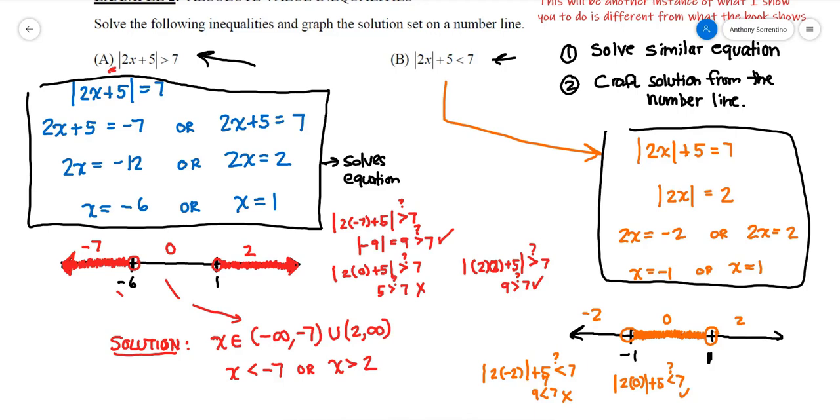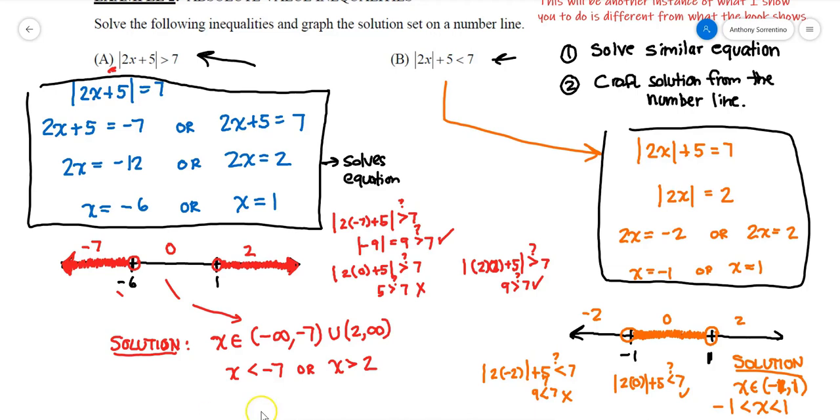There is my solution. Therefore, the solution, in interval notation, I could say x is between negative 1 and 1. In standard notation, I could say x is less than 1 and greater than negative 1. Either one of those would be sufficient depending on what you're asked to do. A lot of times you will be asked to do it in interval notation just for practice purposes.